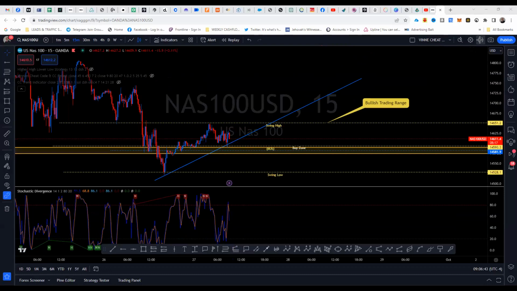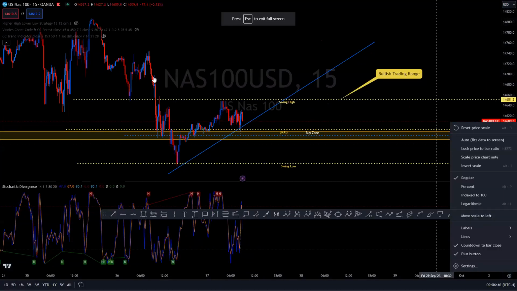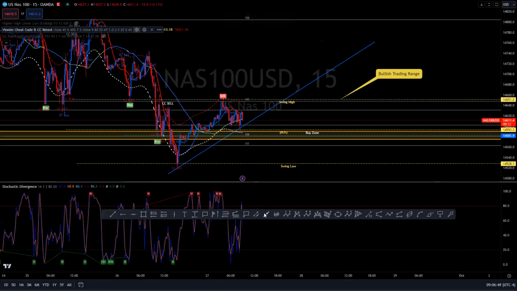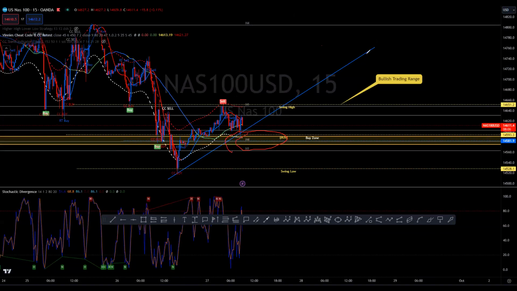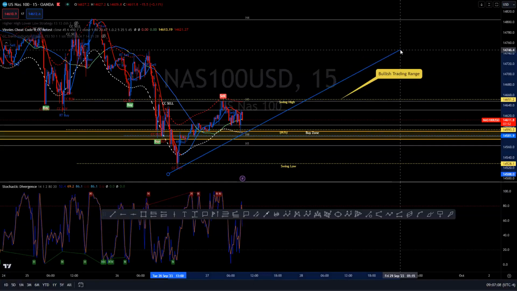So now what we're going to do is turn on the cheat code indicator. And we see that our Bollinger Band matches up with our buy zone, which is perfect. So it lets us know where price could stick out its Bollinger Band and get a good signal, cheat code buy, and then push up. Or like I mentioned before, it could break the structure and let us know it's changing direction.